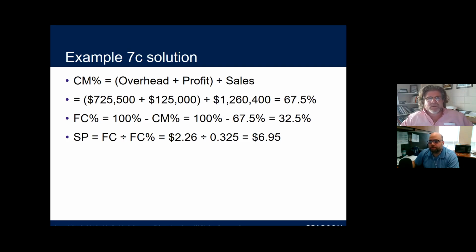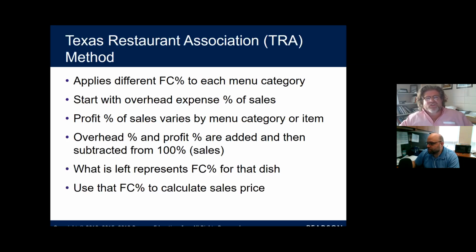Yeah. So this one, the Texas Restaurant Association method, I'll say this about it. I have never seen it nor used it. Matt, have you ever come across this? No. You know, I know everything's bigger in Texas, but this is just not something that caught on.